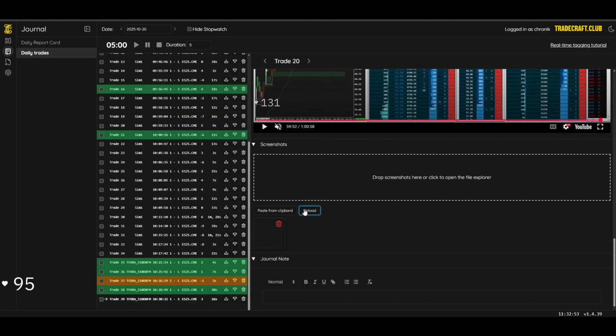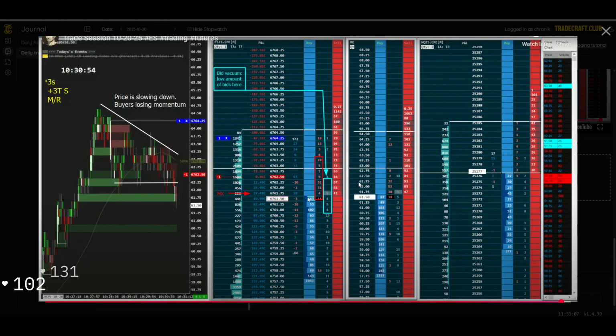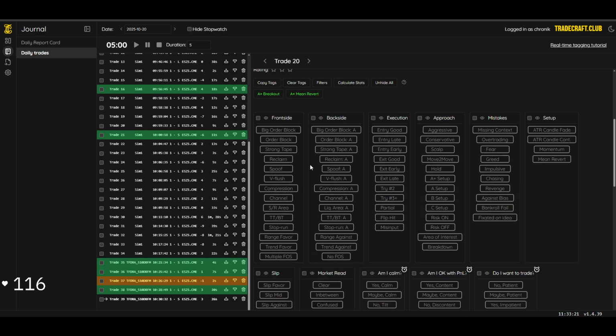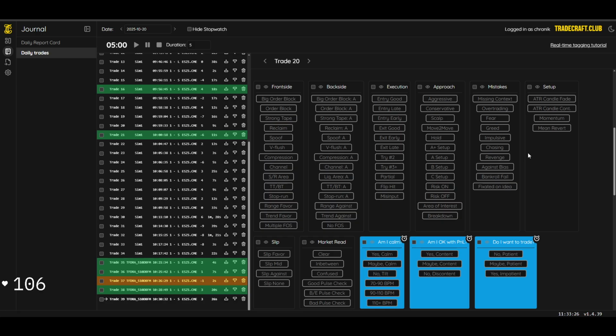So this was a mean reversion scalp. Price was compressing to the downside after making a new high, making lower highs. Price was getting pretty lethargic, and we had a pretty good volume gap below us. There was a gap of very small orders, which, in my opinion, acts as kind of like a vacuum.